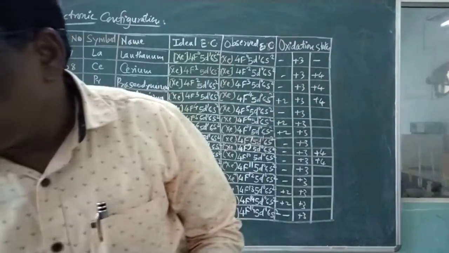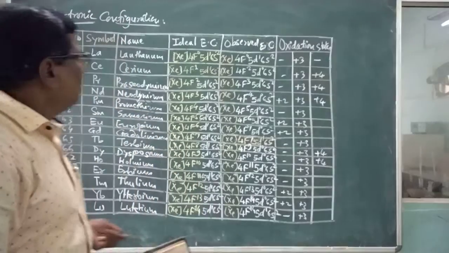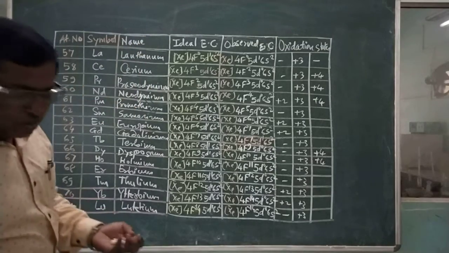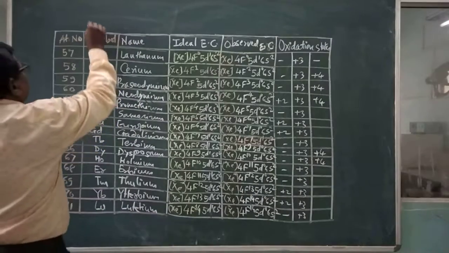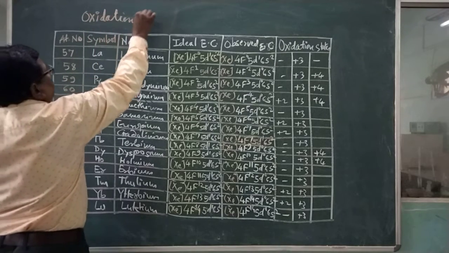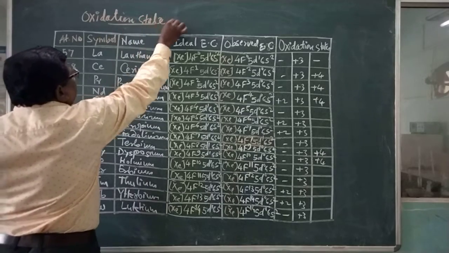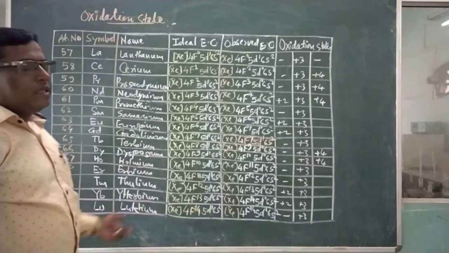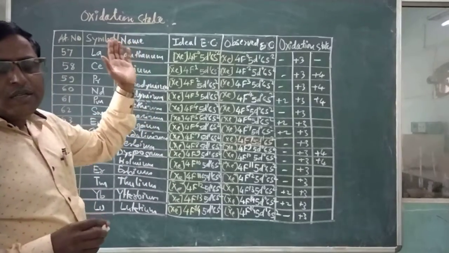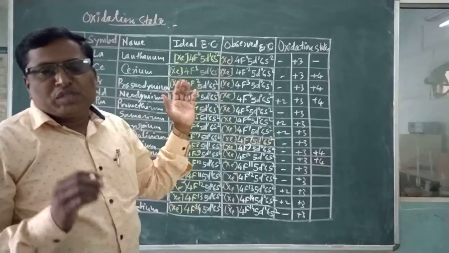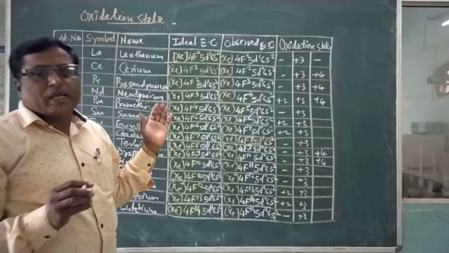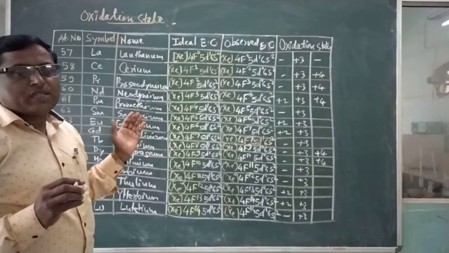Now the next point we are going to study is the oxidation states of the lanthanides. We have seen the electronic configuration of the lanthanide series, and there is some change in the oxidation states. Oxidation state can be defined as the total number of electrons which can be removed from the outermost shell, called the valence shell. That number is called the oxidation state.